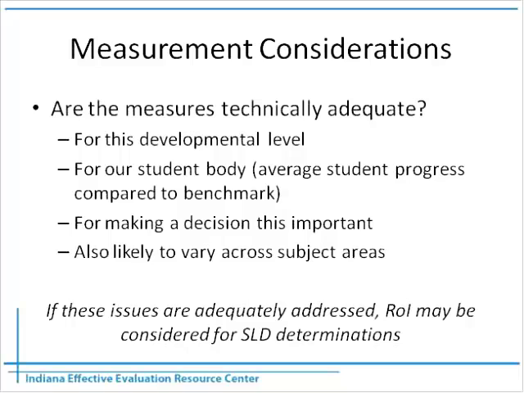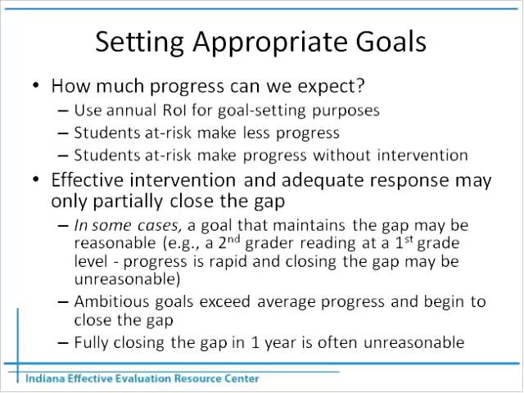So if you can answer these questions to your satisfaction regarding both intervention and measurement, then we can consider using rate of improvement data as a piece of the SLD determination. But again, it will only be a piece, and we should have additional data to support our decision, even though that is not the kind of data we're talking about today.